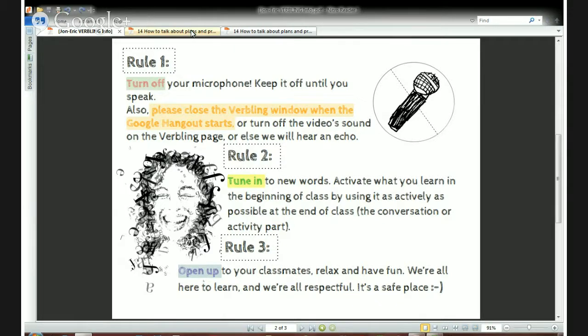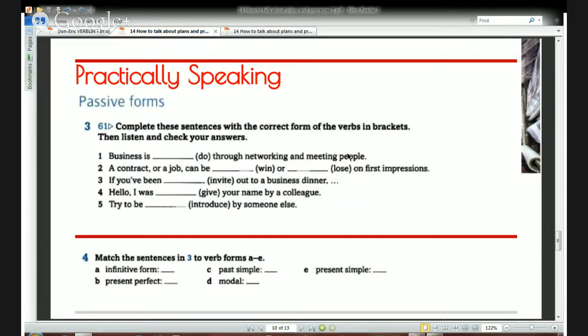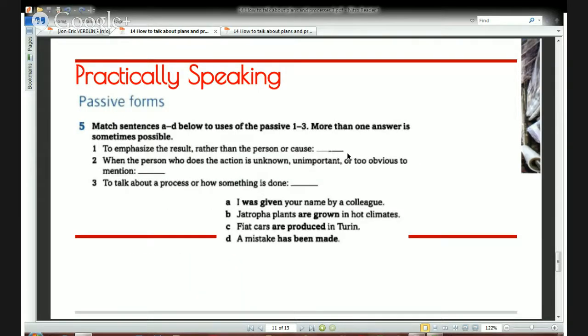So in the last hour, we looked at the form of the passive voice in different verb tenses. What we're going to do is a little bit of work with that as a quick review, and then we're going to begin a case study.